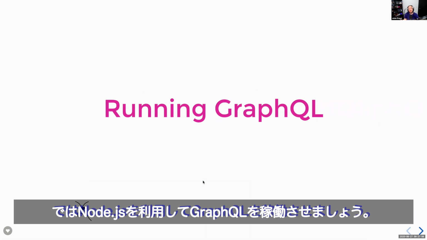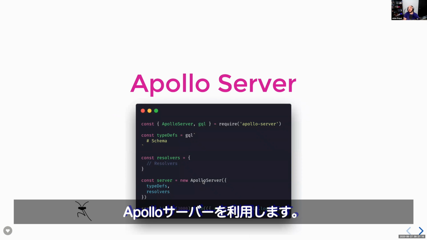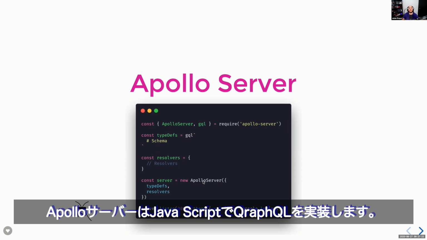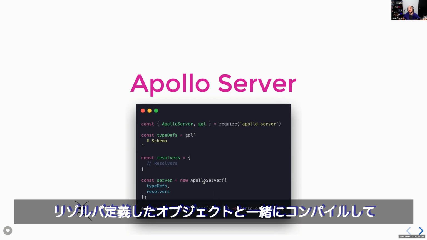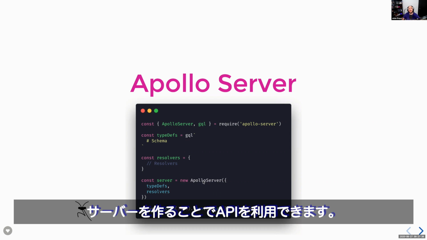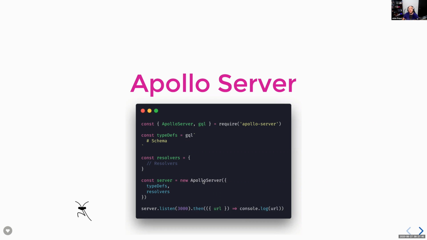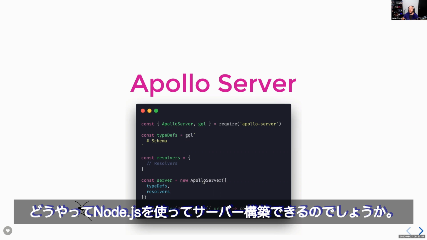So let's see how we can run a GraphQL server using Node.js. For that purpose, we are going to use Apollo Server. Apollo Server is a GraphQL implementation using JavaScript that is going to allow you to read a GraphQL schema and compile that GraphQL schema with a resolver definition object, and then create a server so you can start interacting with your API. So how can we build that server using Node.js?